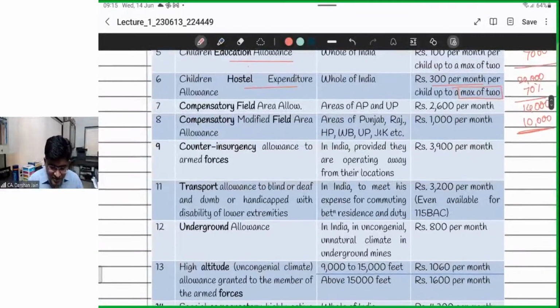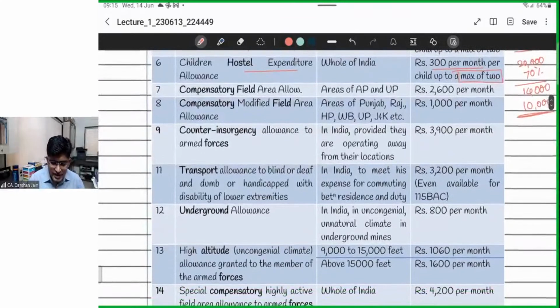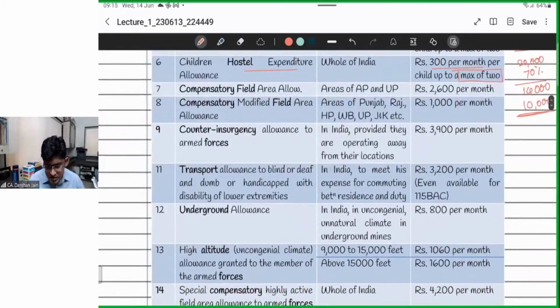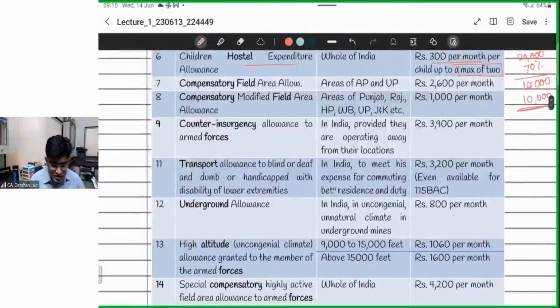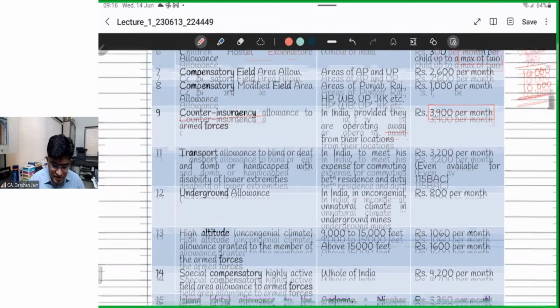Then compensatory field area allowance, 2,600 per month. Counter-insurgency, see, look here, counter-insurgency. Now, this is for the armed forces. When there is insurgency or terrorist activity and the member of the armed forces is working away from the location, 3,900 per month is the amount of exempt allowance which a person could have.